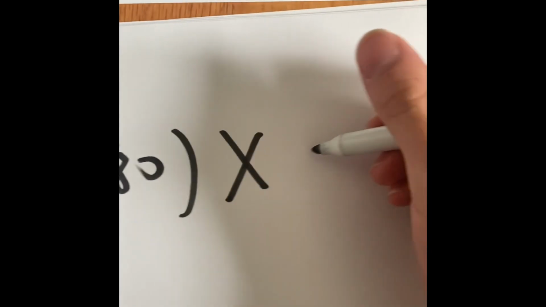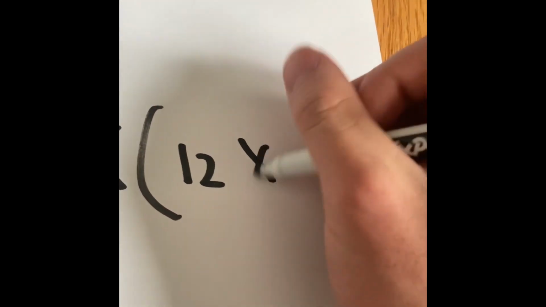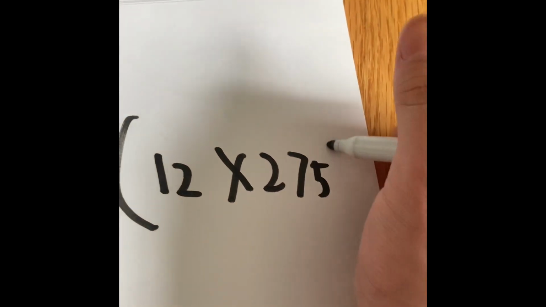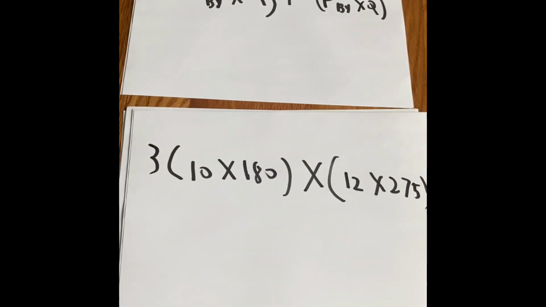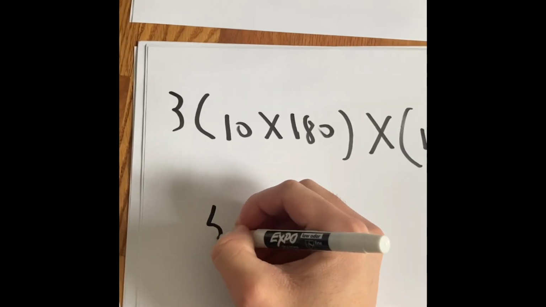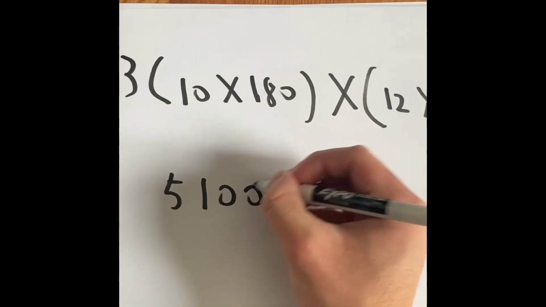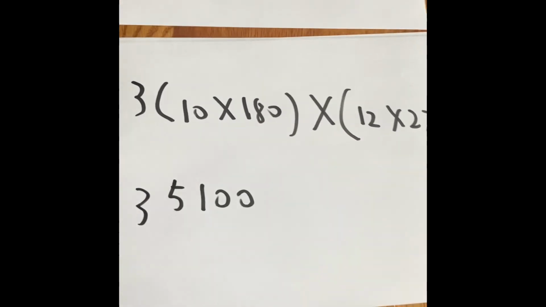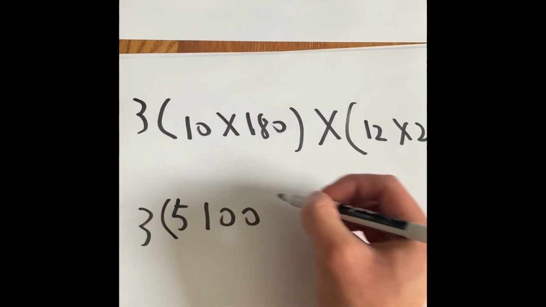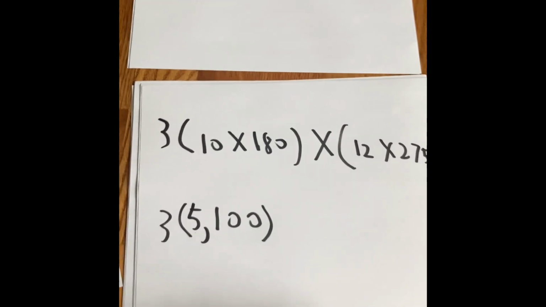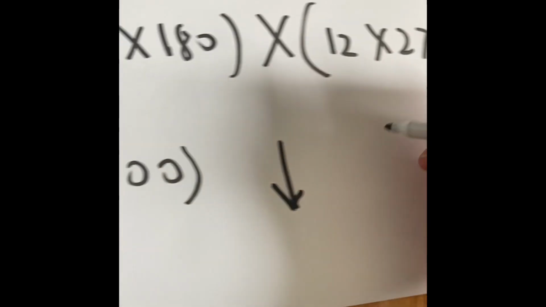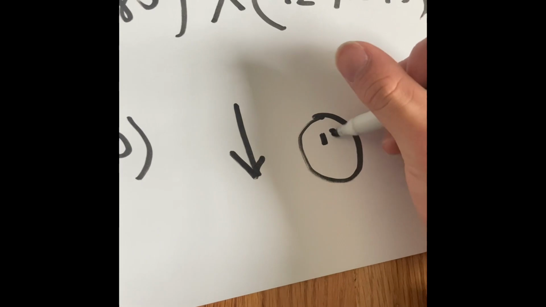Parentheses, we have 12 times 275. And when we do the calculations and the order of operations, we get an answer of 5,100. So in this scenario, we can say that going from year 2 to year 3, the economy went down a little bit, which is not a good sign.